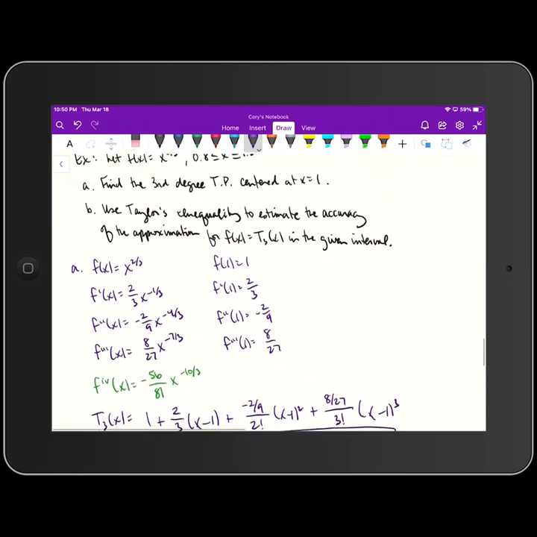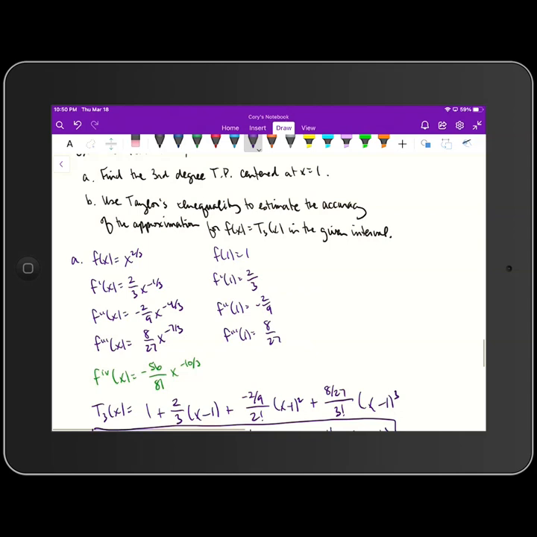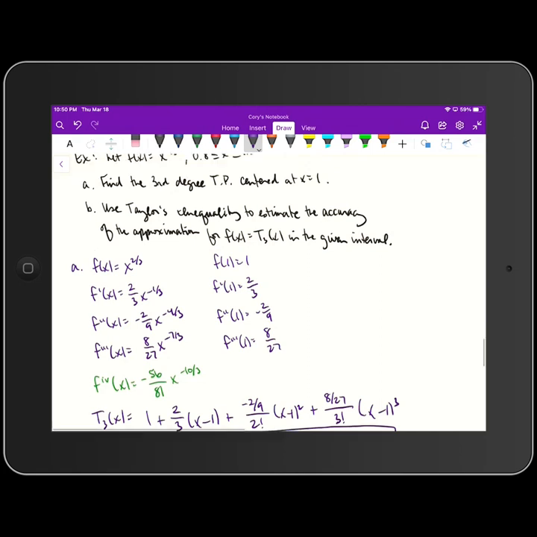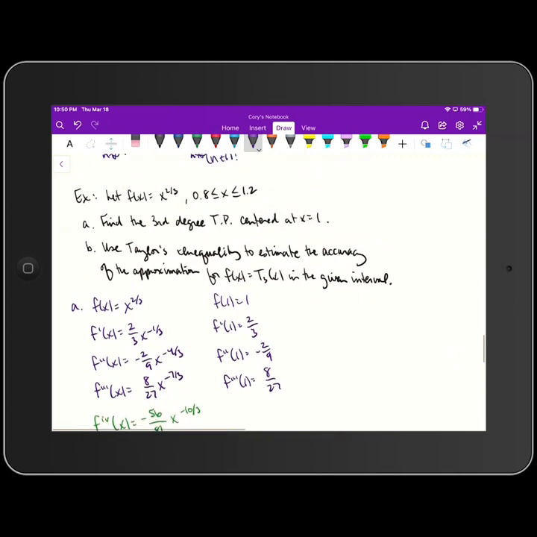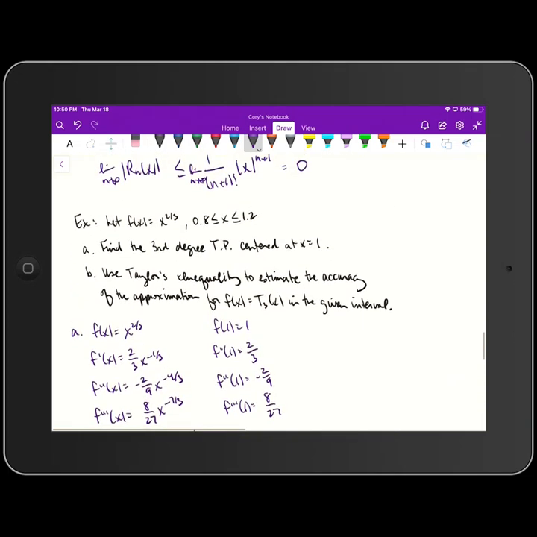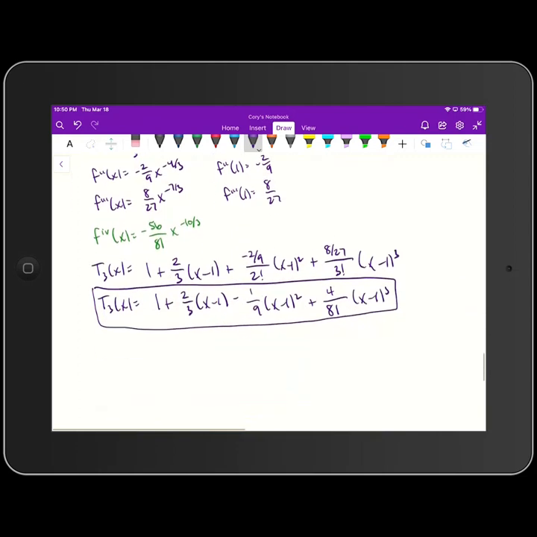Okay, and then part B says to use Taylor's inequality to estimate the accuracy of the approximation in the given interval. So basically what we're trying to find is, if we're going to use that third degree Taylor polynomial to estimate the function value, what is going to be the maximum error on that interval from 0.8 to 1.2?